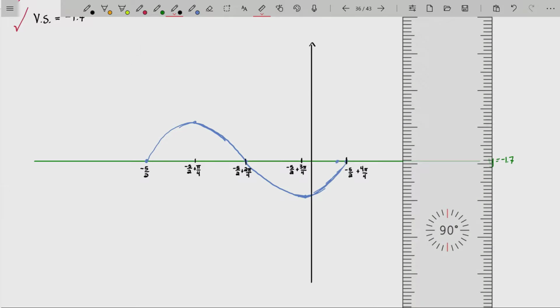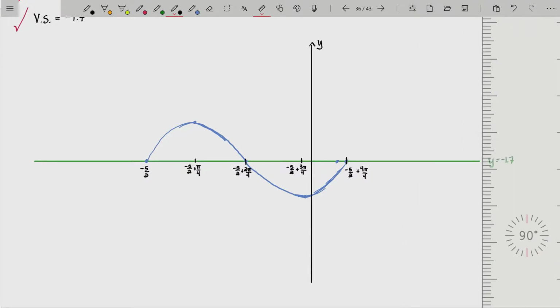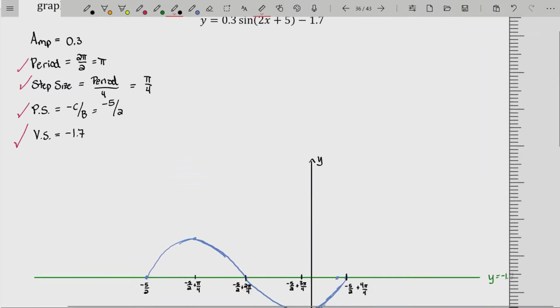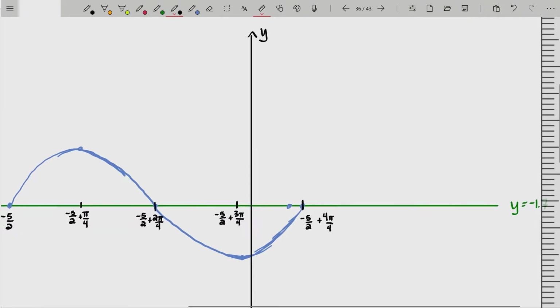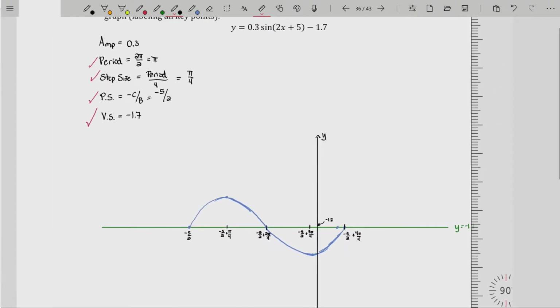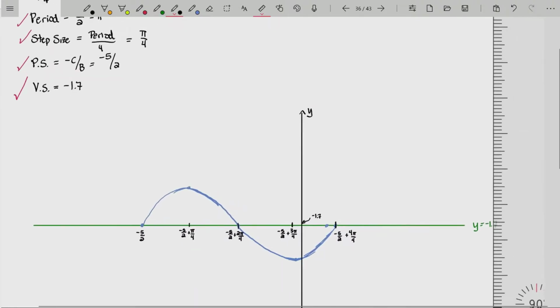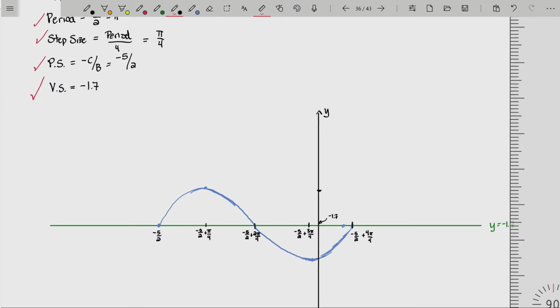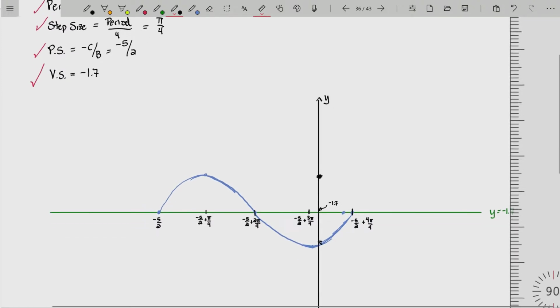All right, so this is the y-axis. And now I'm going to label the y-axis appropriately. Let me scoot that off to the side. See, our midline was at -1.7. So this height here is -1.7. And our amplitude was 0.3. So that means that we'll wiggle up by 0.3 and down.